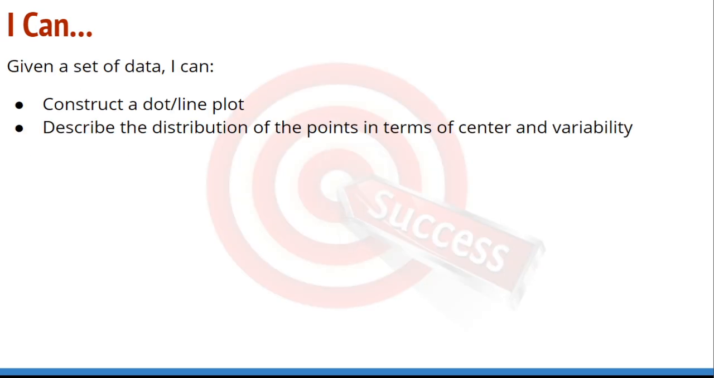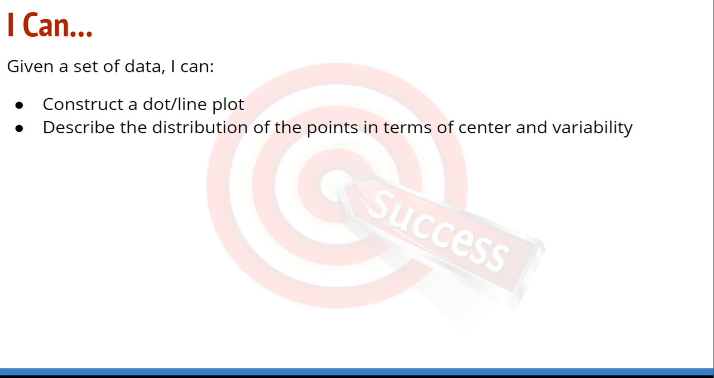All right, so if we were to give you a set of data at this point, hopefully you could construct a basic dot plot or line plot. Hopefully you could, in basic vocabulary, describe the distribution of the points. Hopefully you could talk about where the middle, the center, is, and hopefully you could also talk about the variability. What variety of responses do we have?